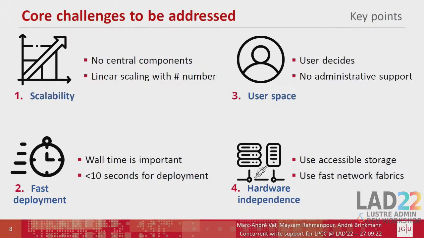The third part is we wanted it to be completely in user space. That means the user can do whatever they want. They can start up the file system, they can use it, and there's no administrative support necessary. The admins don't even need to know about it, except that now suddenly the node local storage is used. And finally, all the storage that is available to the user, it could be memory, it could be the SSDs that are available on the nodes, should be used by that file system. And also a fast network fabric should be used efficiently with RDMA and everything that comes with it, for Omni-Path and InfiniBand.